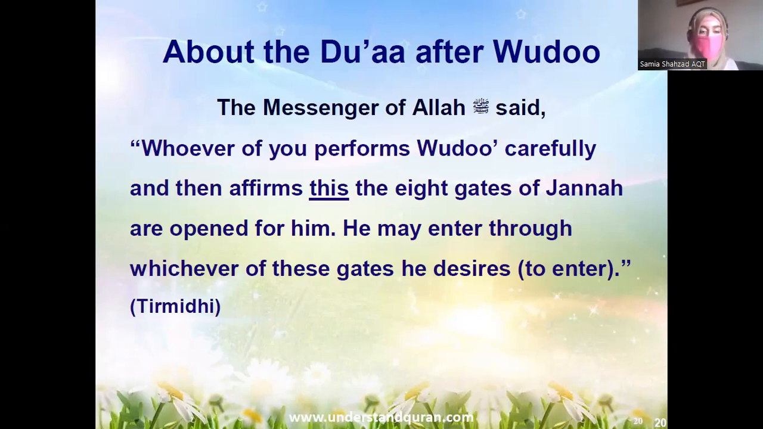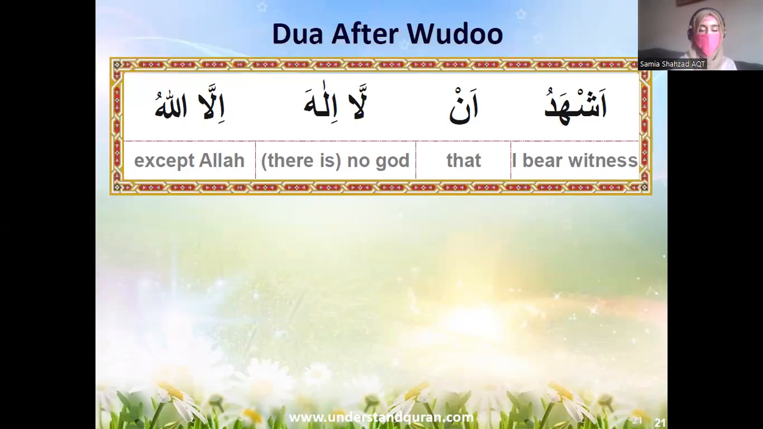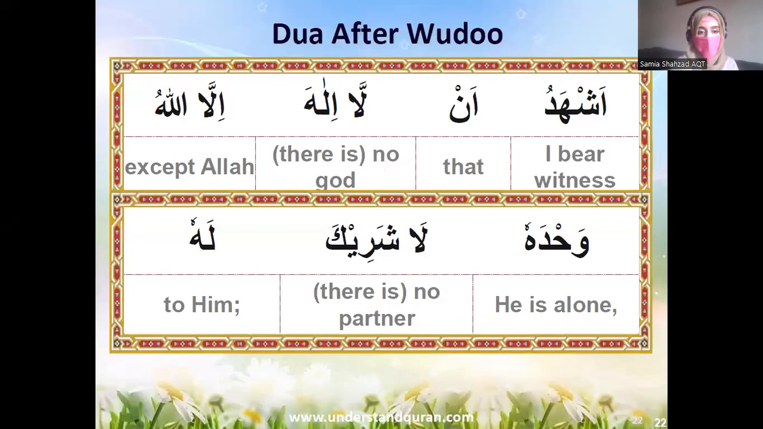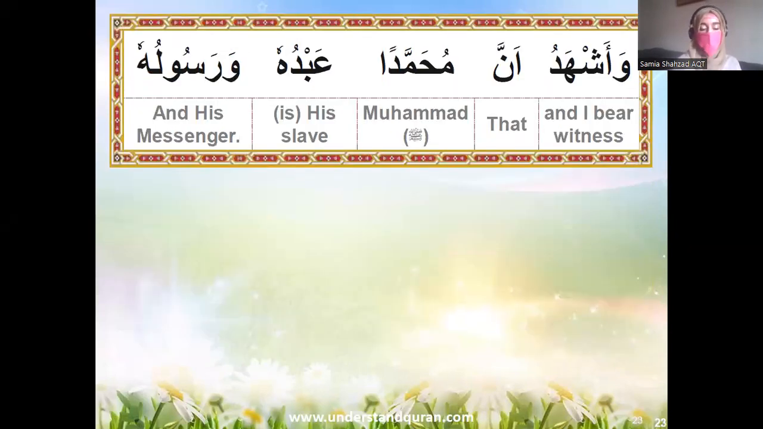So coming towards this dua, shortly we'll see the dua after wuzu. Right. Ashhadu an la ilaha illallah. We have already studied this statement in Adhan. And the next part of the dua is wahdahu la sharika lahu. We already know, I bear witness that there is no God except Allah. He is alone. There is no partner to him. Next is wa ashhadu anna Muhammadan abduhu wa rasuluh. And I bear witness that Muhammad sallallahu alayhi wa sallam is his slave and messenger.